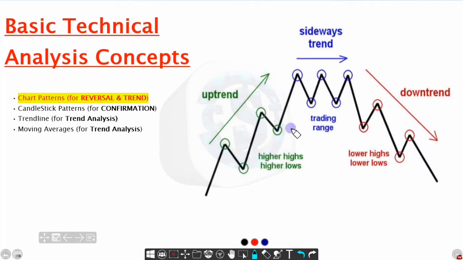Okay, so price is showing us that it is moving in an uptrend, and so it's going to be creating higher highs and higher lows. So that is an uptrend. Now the opposite of it is a downtrend, where the market is creating lower highs and lower lows.